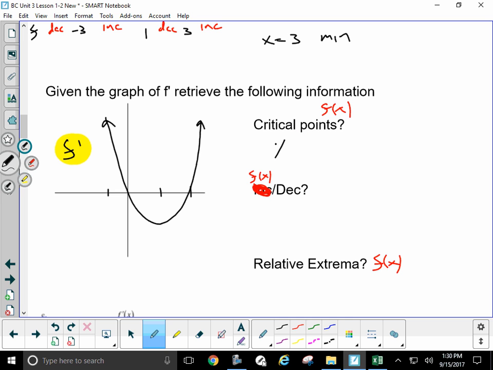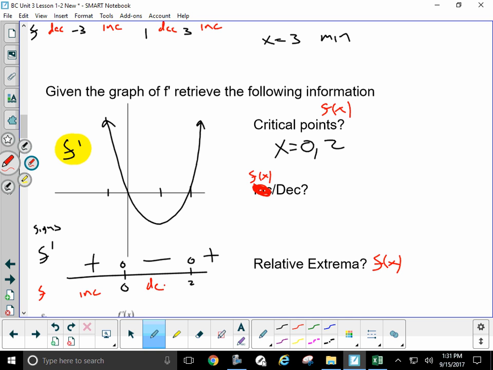We should have critical points at 0 and 2. Why? If you looked at the signs of f prime, we see a 0 at 0. We see a 0 at 2. We'd have positive values and then negative values and positive values, which is telling me f is increasing to decreasing to increasing. So f is decreasing just from 0 to 2, not including 0 and 2, because we're constant at 0 and we're constant at 2.